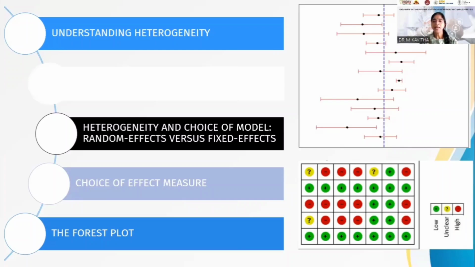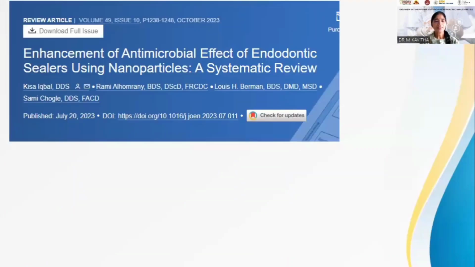The typical graph for displaying the results of meta-analysis is called a forest plot. The plot shows at a glance information from the individual studies that went into the meta-analysis and an estimate of the overall results. This article is an example of a systematic review.